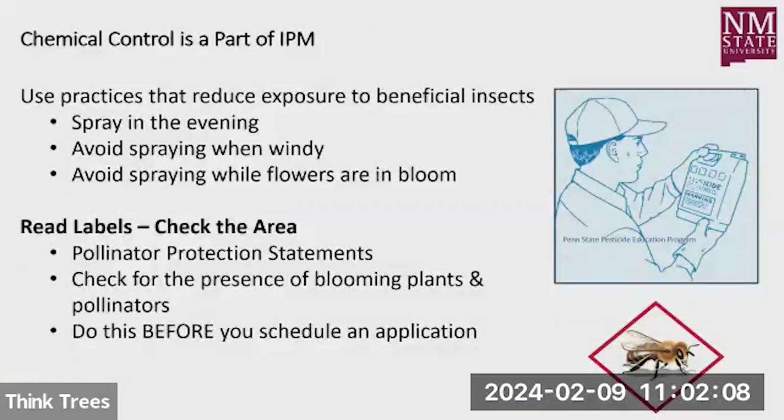So yeah, chemicals really are a part of IPM, but we want to use these practices that help reduce exposure to beneficial insects and to other animals in the environment. So these are very common things, like avoid spraying when it's windy, following those labels, avoid spraying when flowers are in bloom. And then again, reading the label.